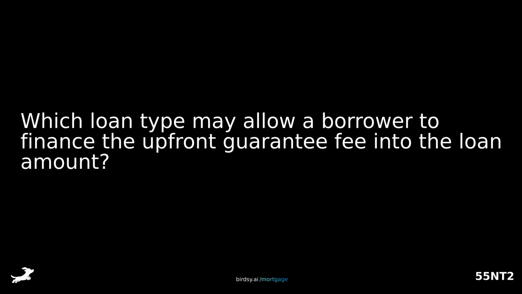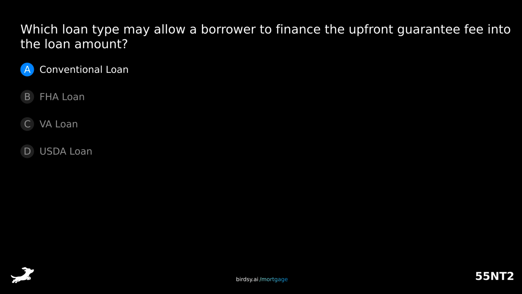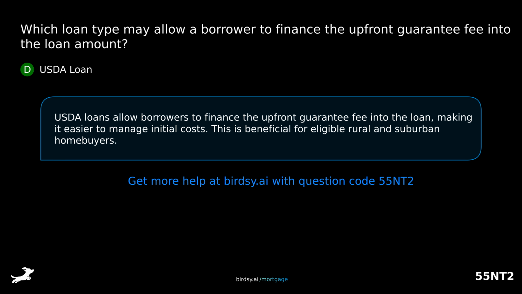Which loan type may allow a borrower to finance the upfront guarantee fee into the loan amount? Is it A, conventional loan, B, FHA loan, C, VA loan, or D, USDA loan? The answer is D, USDA loan. USDA loans allow borrowers to finance the upfront guarantee fee into the loan, making it easier to manage initial costs. This is beneficial for eligible rural and suburban home buyers.